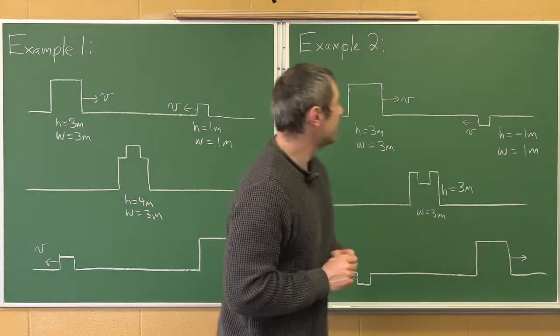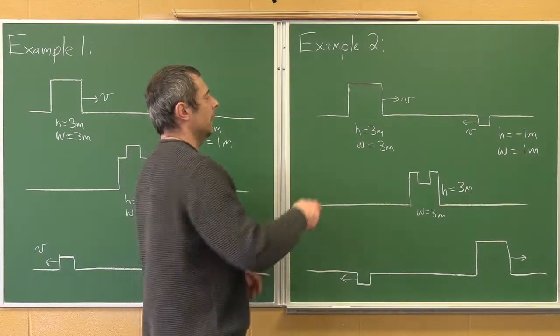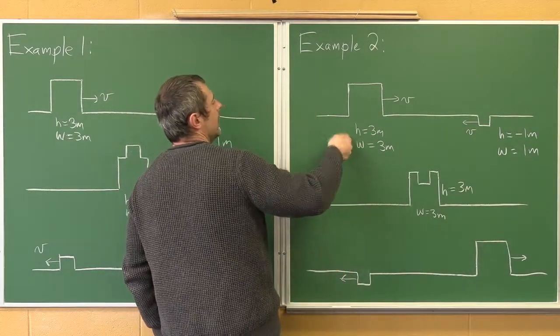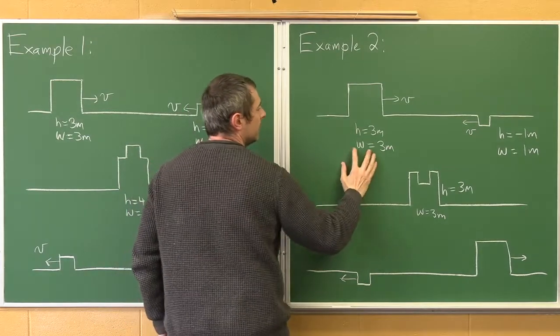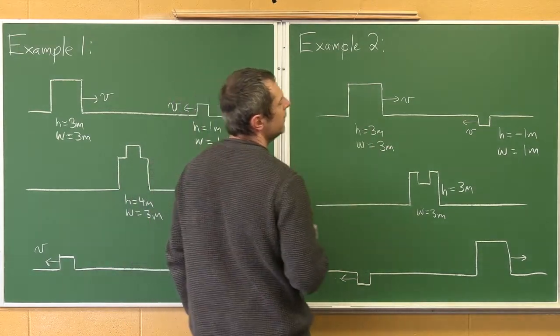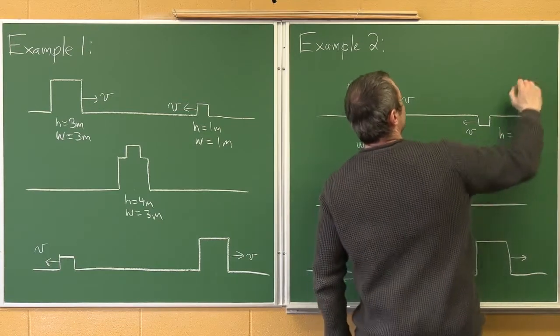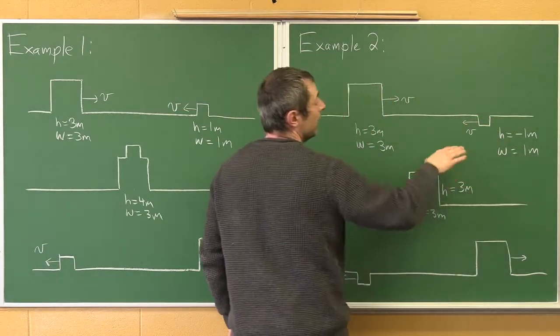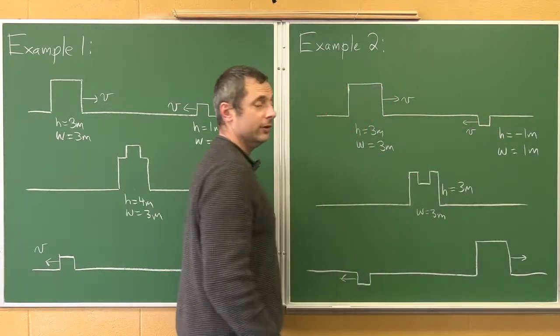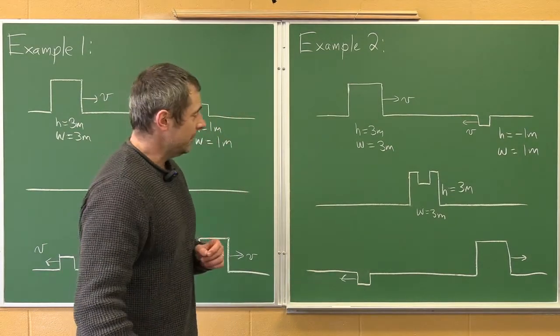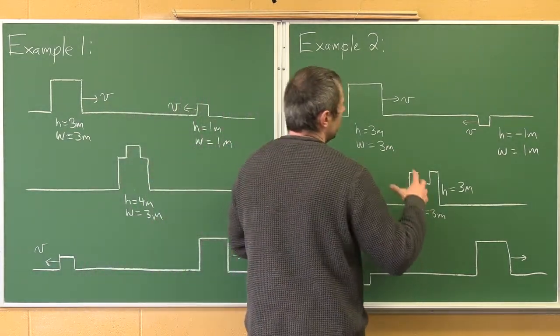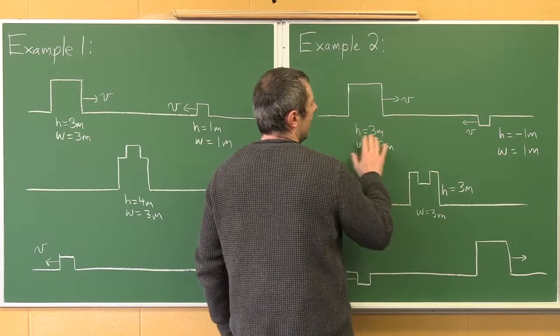Second example. So now what we do is, maybe I'm at this end and I yank my hand up, yank it down and make a 3 meter by 3 meter box wave, and someone over here pulls their hand down and then up and creates a 1 meter by 1 meter box wave in the downward direction. That's why I have a negative for the displacement. These waves approach each other.